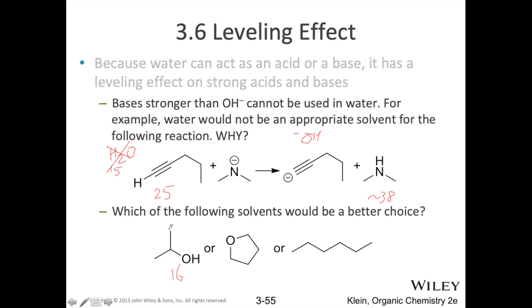Okay, so you can't use this as a solvent either. All right, so basically you want to pick a solvent that would have a higher pKa than the conjugate acid of your base. All right, so these would probably work instead. Okay, now out of these two, you would think that this alkane with its pKa somewhere around 50 would be a great choice, but this might not be a practical choice.